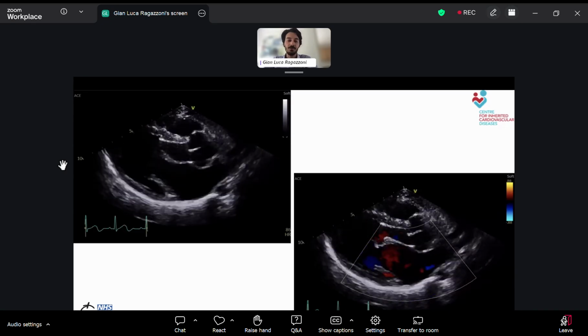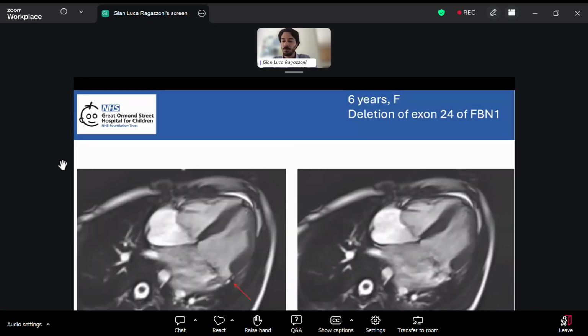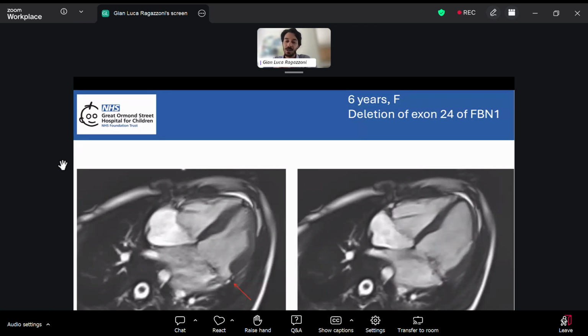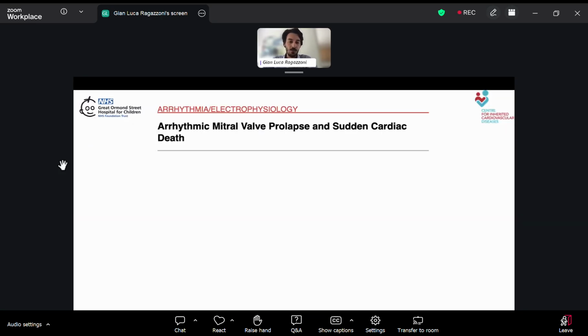And then when we move on to the MRI, we can clearly see on the image on the left that there is some separation between the mitral annulus and the myocardium. And now, why is this important? Well, the link between mitral valve collapse and the risk of arrhythmic death has been known for quite a while now.